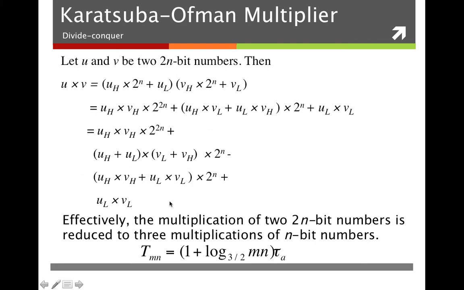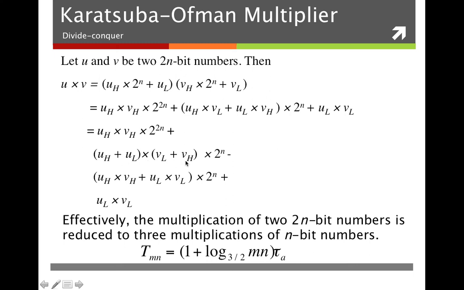Well, in the subtraction, they use UH and VH and UL and VL, but they computed them here once, so that's recycled. And the last term, which is this term, has also been computed. So the product terms that you need are UH and VH, UL and VL, second multiplication you have to perform, and UH plus UL times VL plus VH.